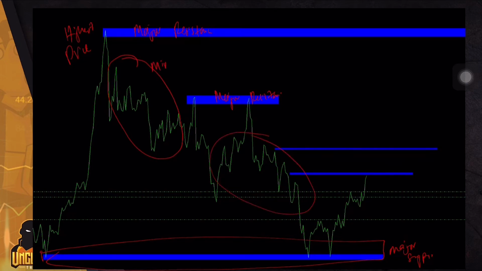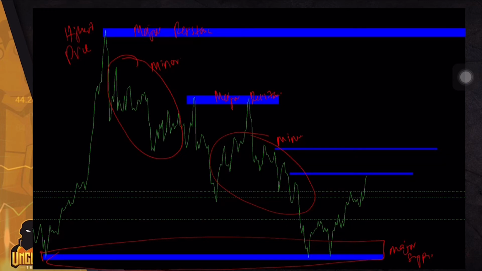So minor. The minor resistance and also the minor supports are between all of this major level. So as you guys can see, all of this is minor. Price moves between support and resistance. They always move between support and resistance. So that's why they are major and minor.